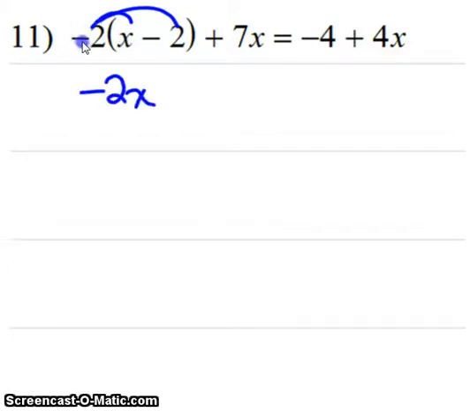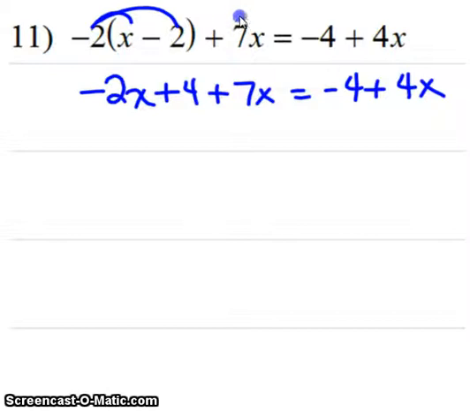Now, I'm going to distribute the negative 2 to this term right here. Because we have a minus sign, the 2 by itself is also negative. So I'm going to distribute negative 2 to a negative 2. A negative times a negative is a positive. So negative 2 times negative 2 is positive 4. Bring down the plus 7x and everything else on the right side.